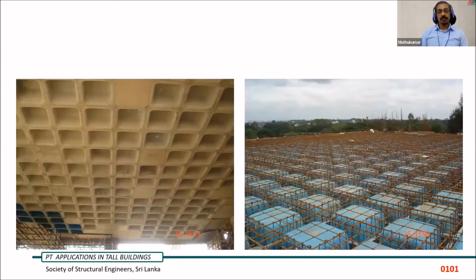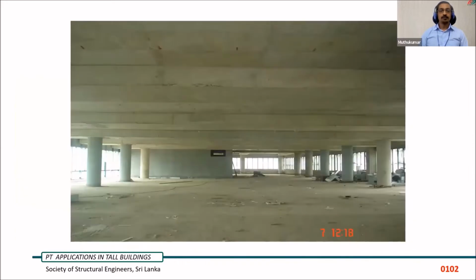And this waffle slab, we choose for specific requirements where we need to reduce the dead load as well as height, and where we can scoop out the excess concrete in the portion where it is not required. It needs a specialized mold. This mold can be used repetitively, and this can be used for typical floor buildings. And one-way beam and slab.